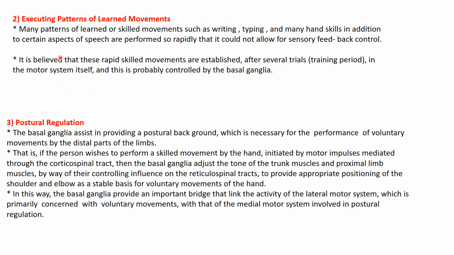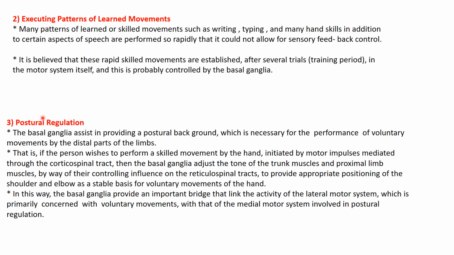It is believed that specific pathways or specific circuits between the basal ganglia and the cerebral cortex have been established to perform these types of movement. The rapid skilled movements are established after several training periods, and in this condition there is an established pathway between the basal ganglia and the motor cortex. Once you are going to perform this movement, the connection between the basal ganglia and cerebral cortex is activated, allowing you to perform this movement without the need of sensory feedback.